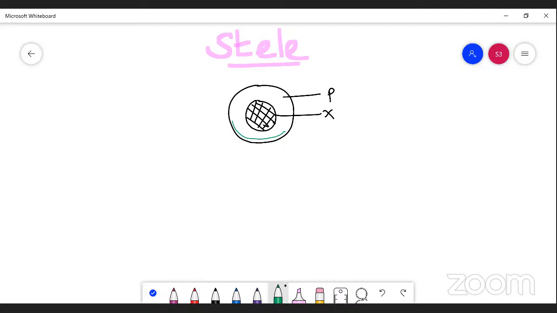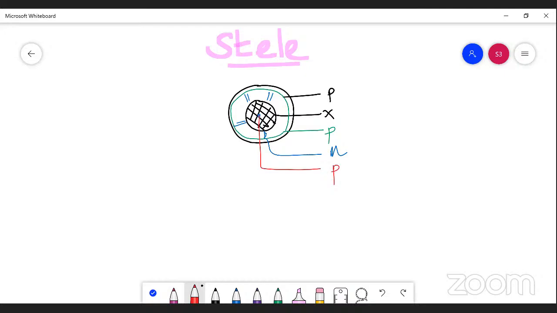A single layer of parenchyma. This is called the pericycle. And rarely medullary rays. There are medullary rays. M stands for medullary rays. And at the center you find the pith region. So this entire structure is called the stele.